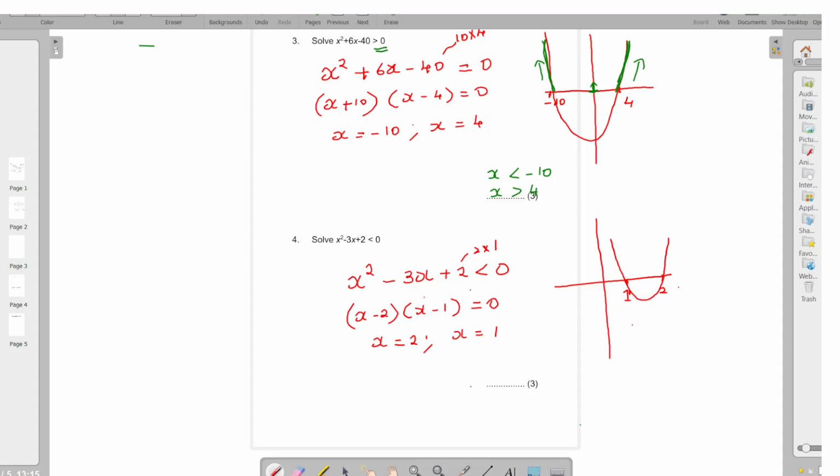So which part of the graph satisfies the inequalities? Less than 0 is below this. So that's the less than 0 part. So we're going to look at that part. So how would we write it? x is less than 2 or x is greater than 1.